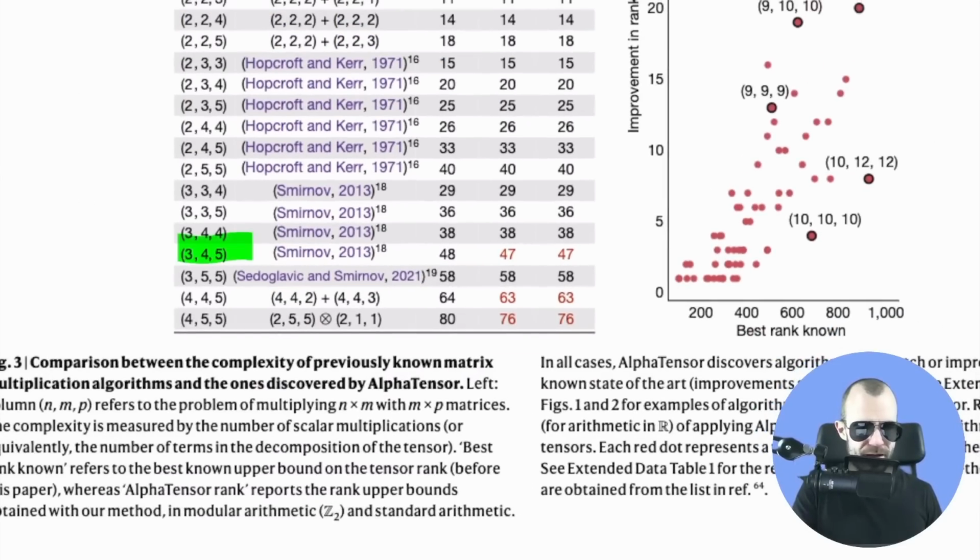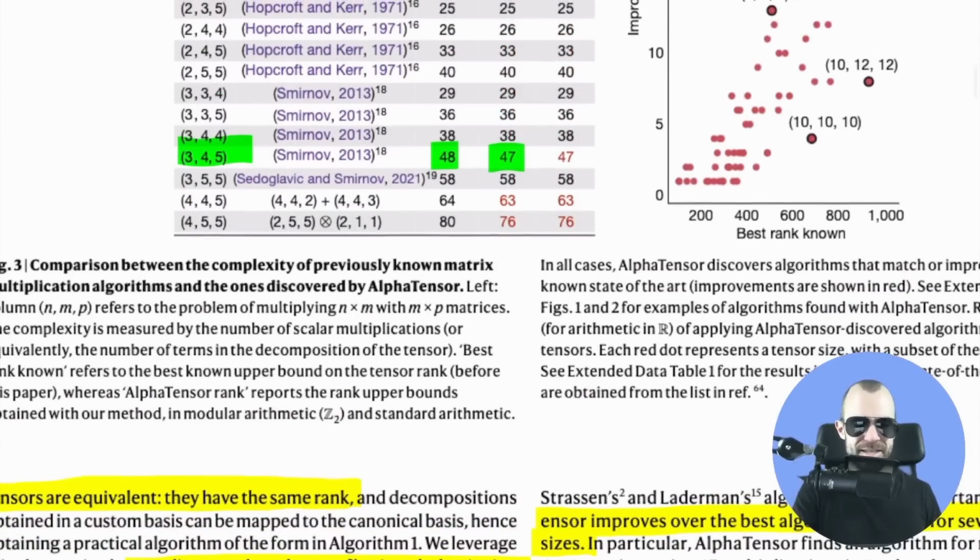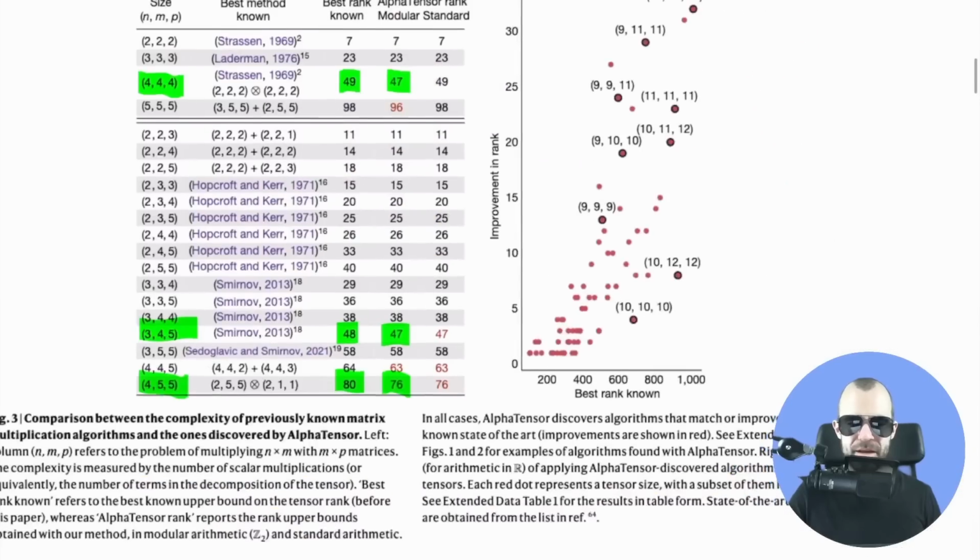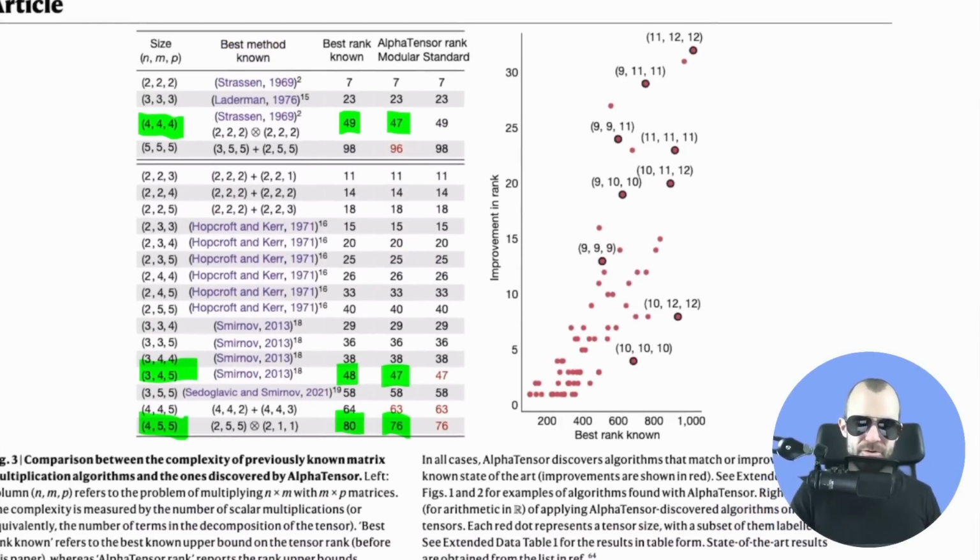So, for example, multiplying 3 by 4 matrices to 4 by 5 matrices, previous best known rank 48, now 47. Again, doesn't seem like much, but is. And as you go higher, this gets more drastic. Multiplying 4 by 5 to 5 by 5 matrices, there are 4 multiplications less in the algorithm that AlphaTensor found. You can see in the diagram right here, as you go up in rank, so best rank known for given problems, and here improvement in rank, how much AlphaTensor improves.